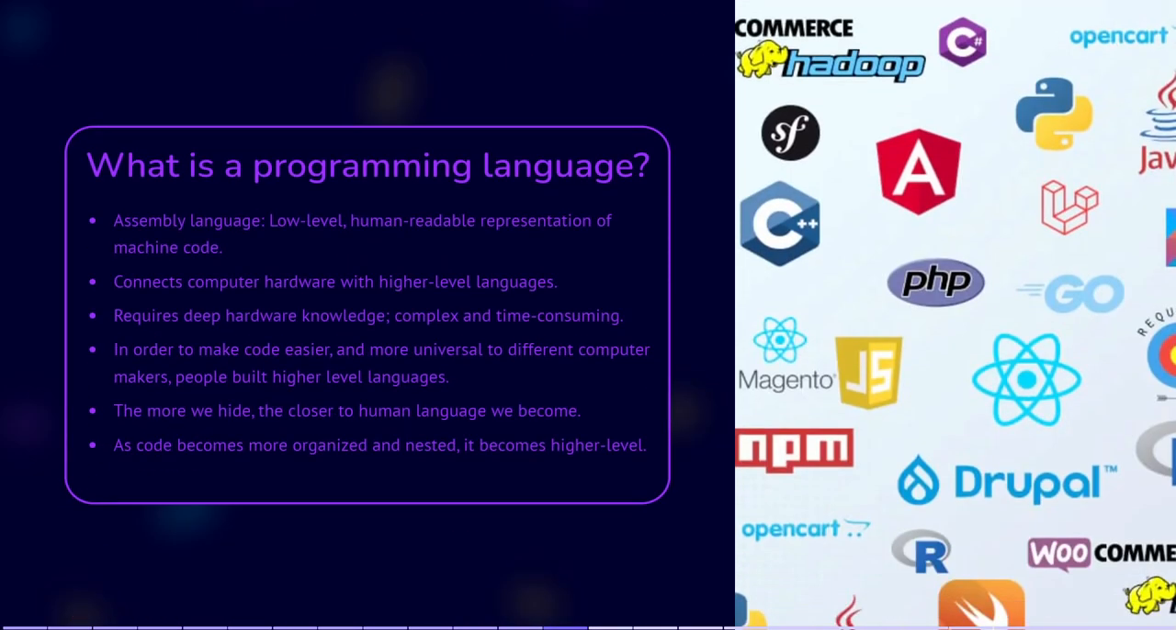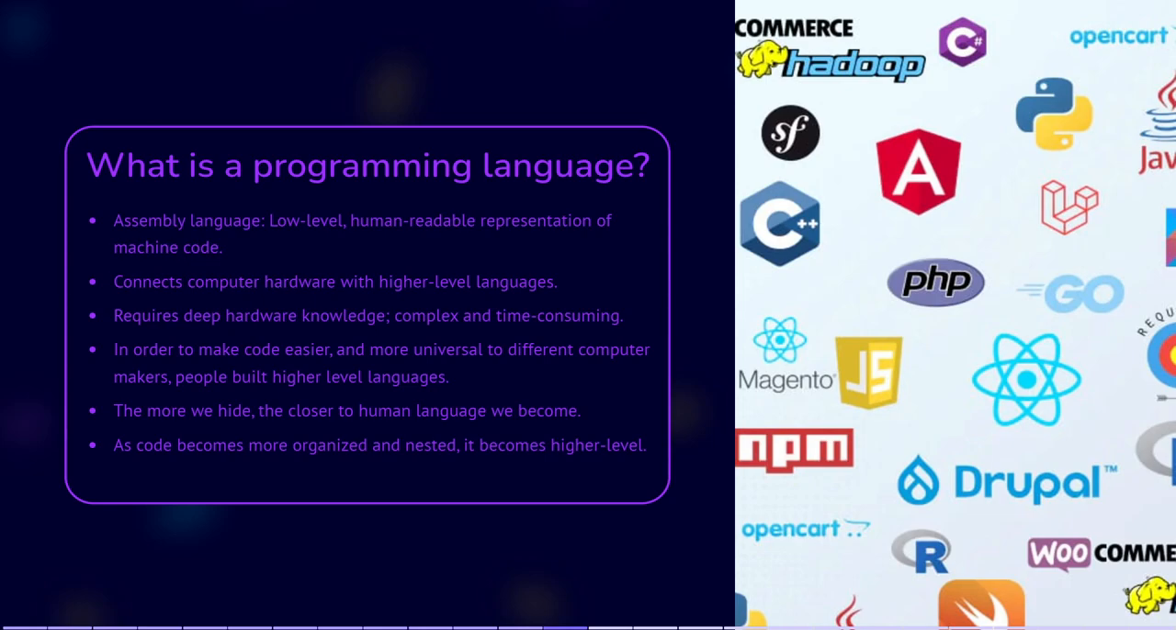What is a programming language? Assembly language is a low-level programming language that represents machine code instructions in a more human-readable format. It serves as an interface between the hardware architecture of a computer and the higher-level programming languages. However, writing programs in assembly language requires a deep understanding of the underlying hardware architecture and is generally more complex and time-consuming. In order to make code easier and more universal to different computer makers, people built higher-level languages.